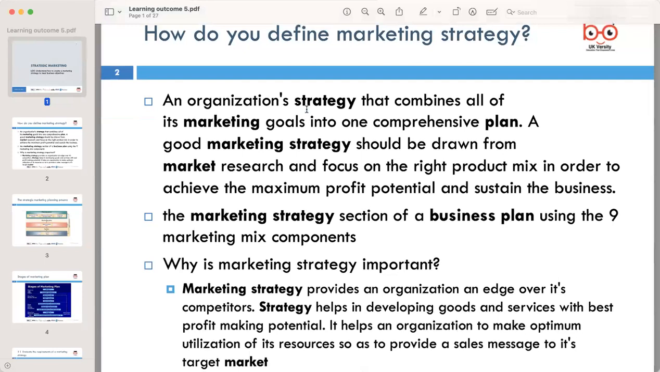So why is marketing strategy important? Marketing strategy is an organizational plan that consolidates all its marketing objectives into a comprehensive strategy. A sound marketing strategy should be developed based on market research and should emphasize the right product mix to maximize profit potential and sustain the business.